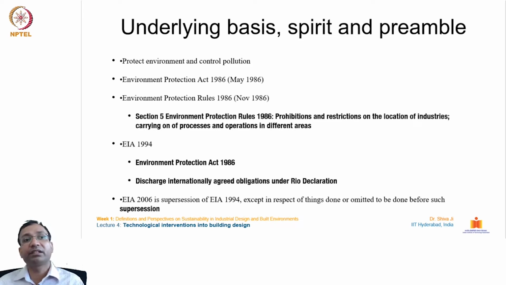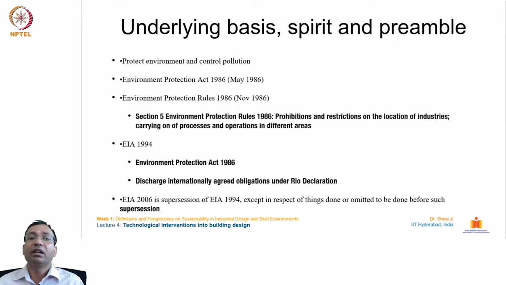So you can see there is the Environmental Protection Act 1986. There is another set of rules, the Environmental Protection Rules from 1986, and Section 5 talks about prohibitions and restrictions on the location of industries and the carrying on of processes and operations in different areas. And there is an environmental assessment notification in 1994. This talks about discharging internationally agreed obligations under the Rio Declaration.